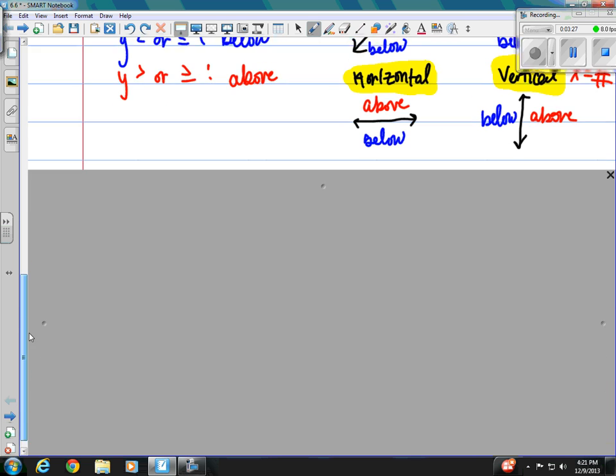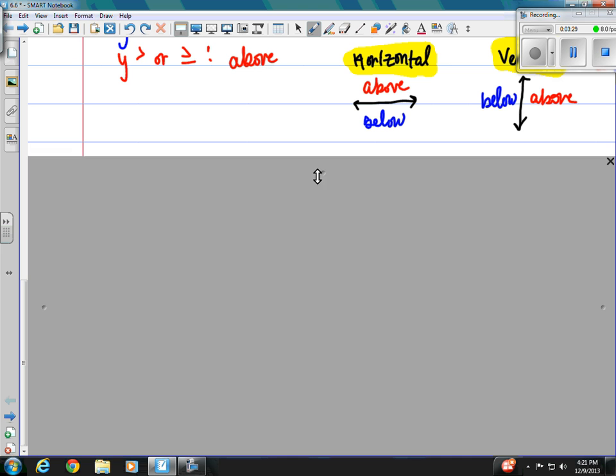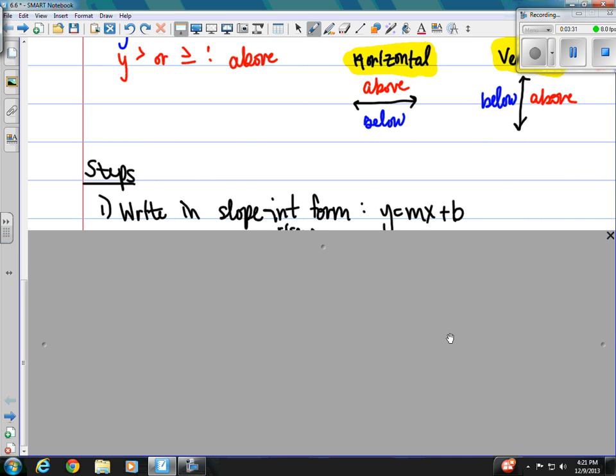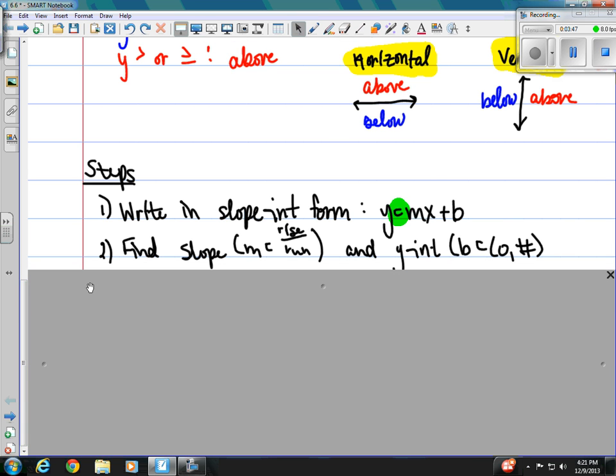Now because they're just a little bit different than equations, we're just going to write down a couple of our steps. So step 1 is to write your inequality in slope-intercept form. You want it to look like y equals mx plus b. The only difference is this symbol will be different. It won't be an equal sign today. Now, our second step is to find our slope. And once again, we're graphing, so it's m equals rise over run. To find our y-intercept, which is our variable b.